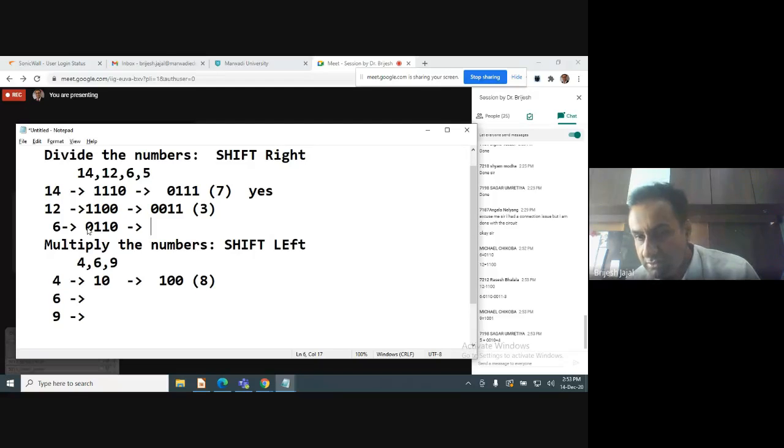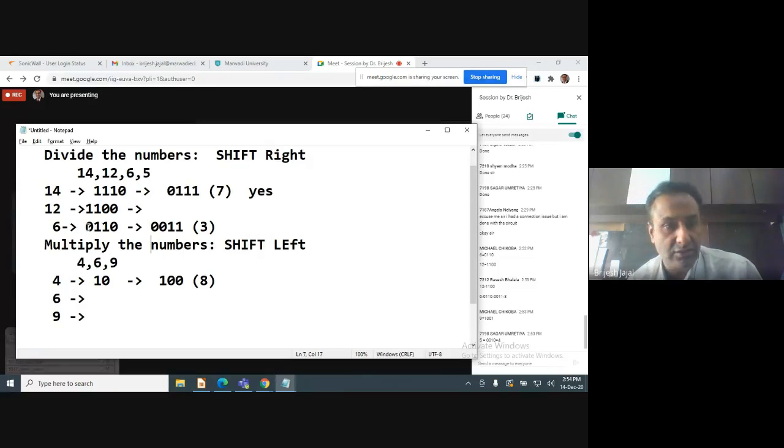What about 6? Did anyone write? Yeah. This is for 6. What about 12? Can someone try for 12? Shift it on the right side. Check the answer. Is it coming half of the original?